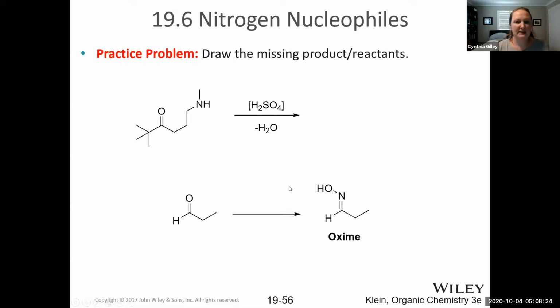Okay, let's practice. I would like you guys to think about how you can draw either the missing product, right, or the missing reagents for these two reactions. Think about the fact that we're using a nitrogen-based nucleophile because we're in that section, right? So ask yourself, am I forming an imine? Am I forming an enamine or something similar? Okay, go ahead and pause the video and do your best, and then we'll go over it.